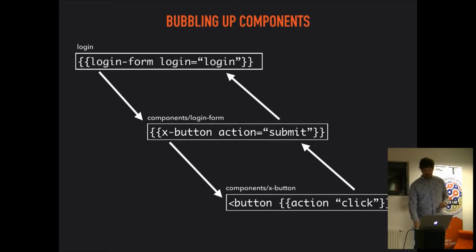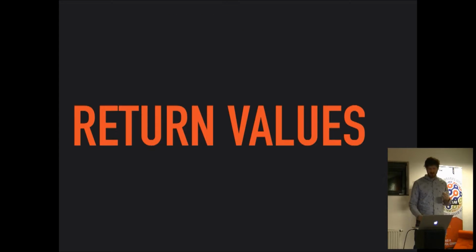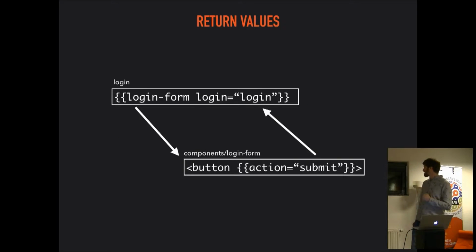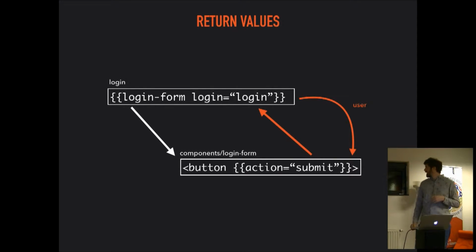The second downside was being able to return values. You can't return values from the classic actions, but you can do it with a hack called callbacks, which is not nice. So let's do an example of that. This is the same login flow, but I removed the X button component. And the goal is when you call or bubble up the action, we want the user that has been logged in back to the login form so we can do stuff with it.